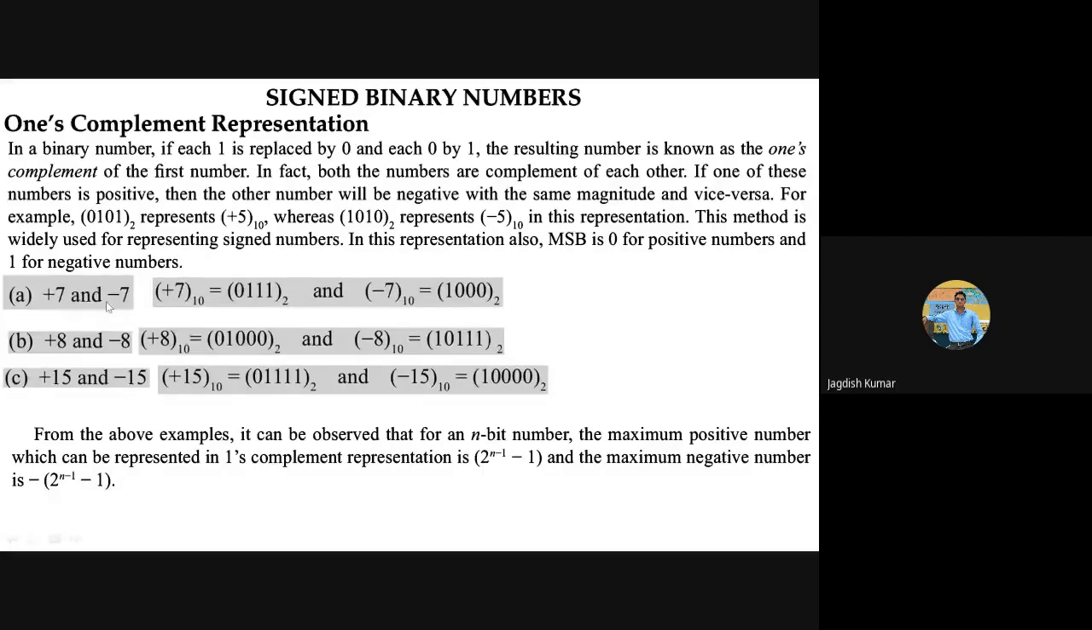Let us try to see it for the 4-bit case. For a 4-bit system, what is n? 4. Small n is 4, correct? So what is 2 raised to the power n minus 1? That is 2 raised to the power 3, which is 8. 8 minus 1. So the largest positive number is 7.